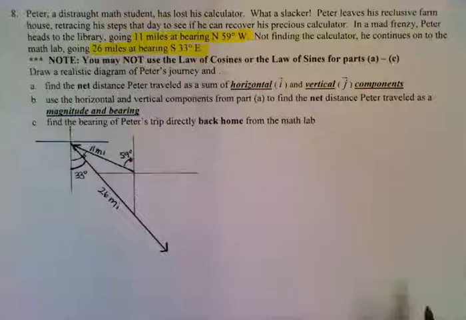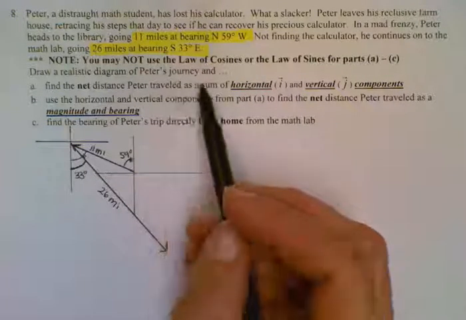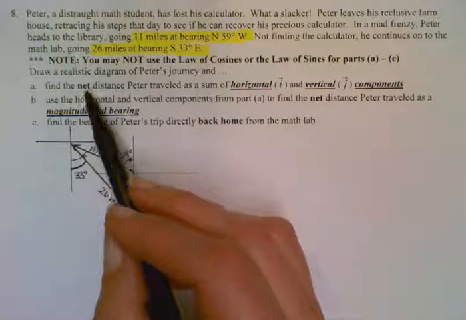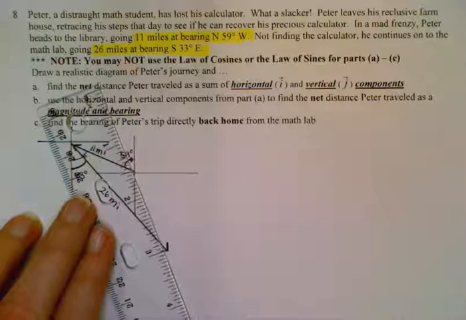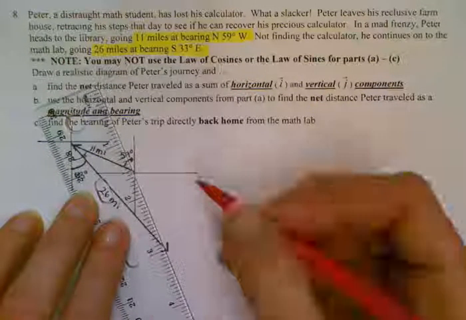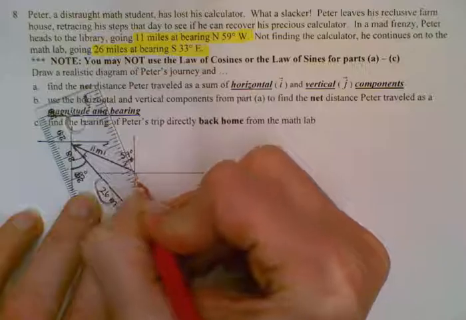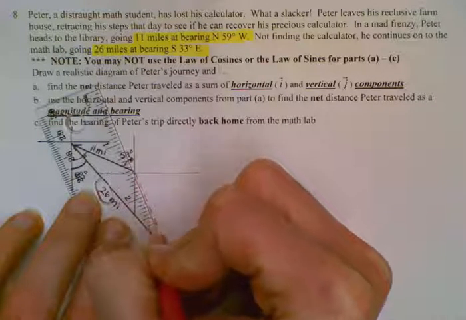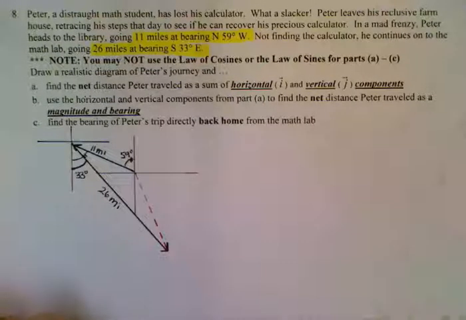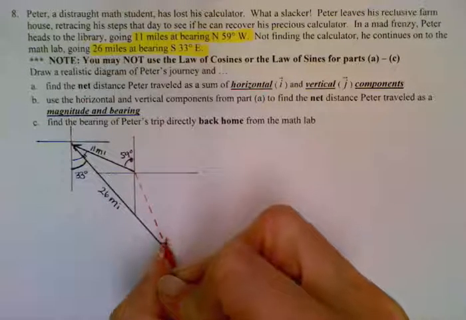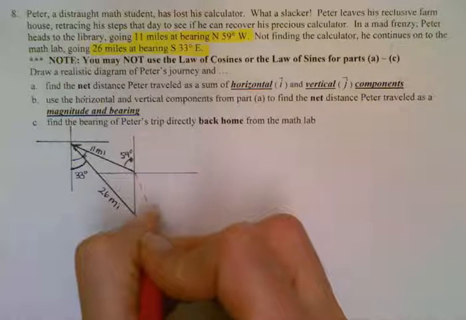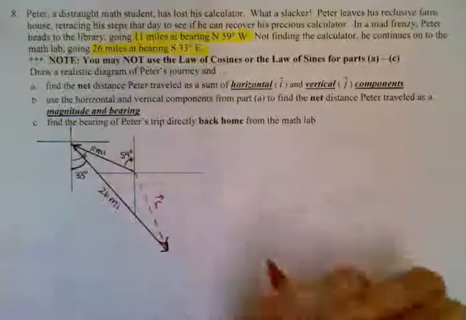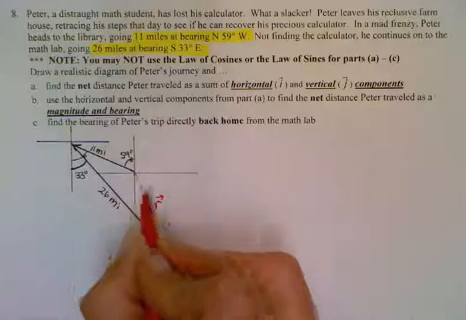Okay, and now it's talking about, all right, draw this realistic diagram and find the net distance. The net distance just means the overall, so basically the resultant. Let's draw that in from his start to his end. And I like to differentiate, as you know. But don't forget the direction. Here's our resultant vector, r, with its direction, starting here and ending here.